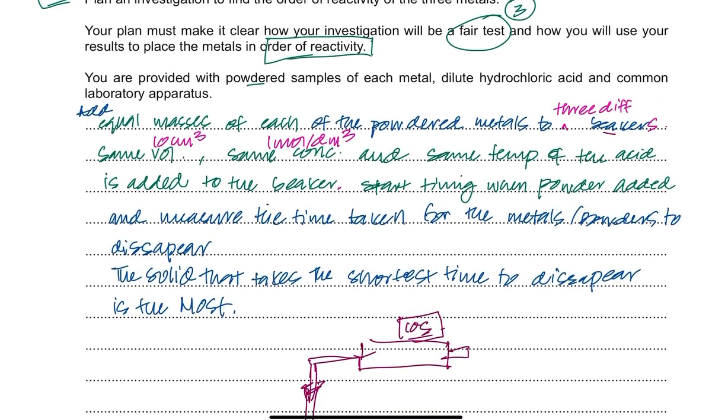these to beakers, right? Then you say add it to a conical flask, which should be attached to a gas syringe, and obviously same volume, same concentration, equal concentration, and same temperature of acid is going to be added to the flask. Start timing, basically measure the volume of gas after a set time, or what you could do is you time it until a set volume of gas is collected.